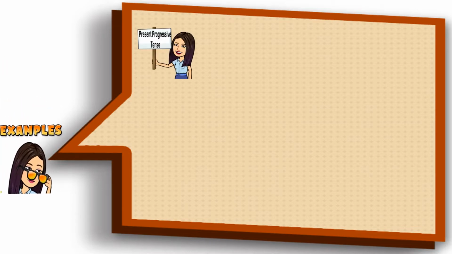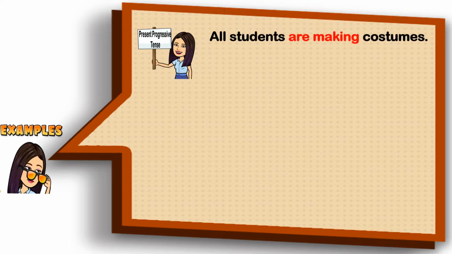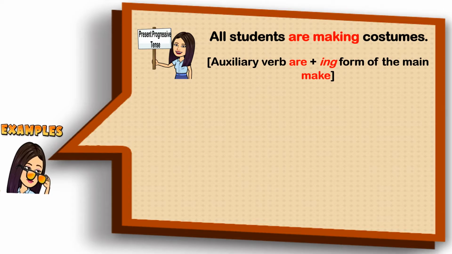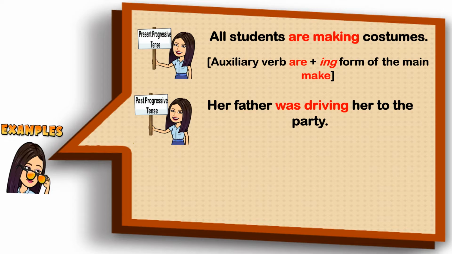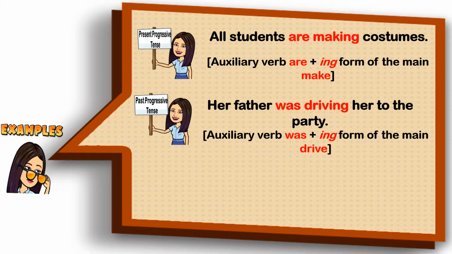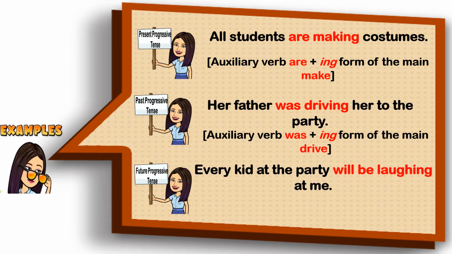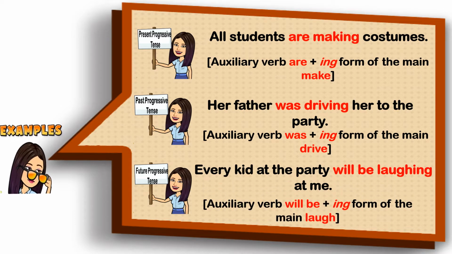Examples. Present progressive tense. All students are making costumes. Auxiliary verb are plus the ing form of the main verb make. Past progressive tense. Her father was driving her to the party. Auxiliary verb was plus the ing form of the main verb drive. And for future progressive tense, every kid at the party will be laughing at me. Auxiliary verb will be plus the ing form of the main verb laugh.